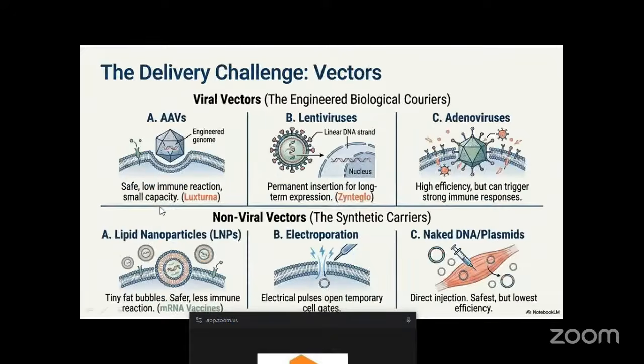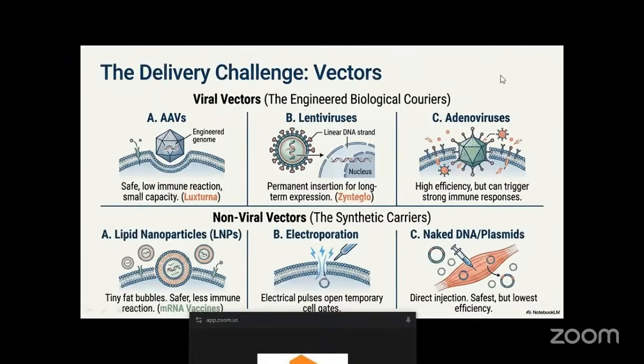So what are the vectors, the delivery models we are using? One is viral vectors, another is non-viral vectors. Coming to viral vectors, there are AAVs, lentiviruses, and adenoviruses. AAVs are safe with low immune reaction, whereas lentiviruses give permanent insertion for long-term expression, whereas adenovirus has high efficiency but can trigger strong immune responses. Coming to non-viral vectors, we give the gene in lipid nanoparticles, electroporation, or naked DNA plasmids.